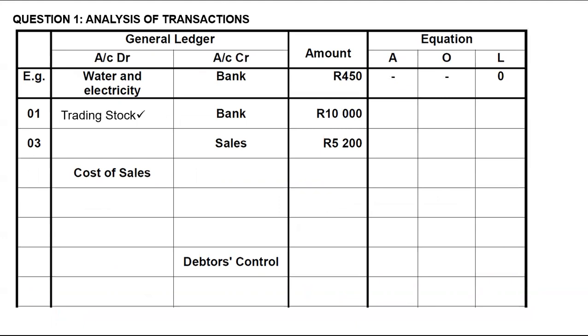Both of these are assets. Trading stock is going up, and it's an asset. Bank is going down, and it's an asset. Bank is going down because money is going out. And that will result in us having plus and minus under assets. The plus is for trading stock because we have more trading stock. The minus is for bank, because we now have less money in our bank account. Owner's equity and liabilities will be 0 because they're not affected. Let us move to the next one.